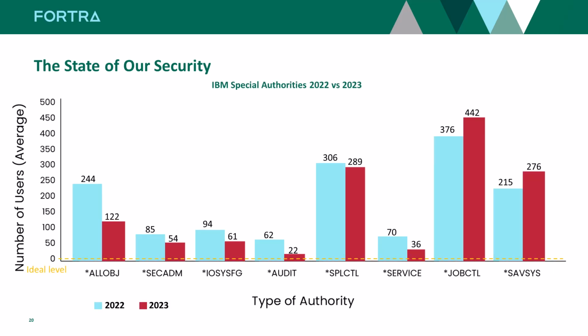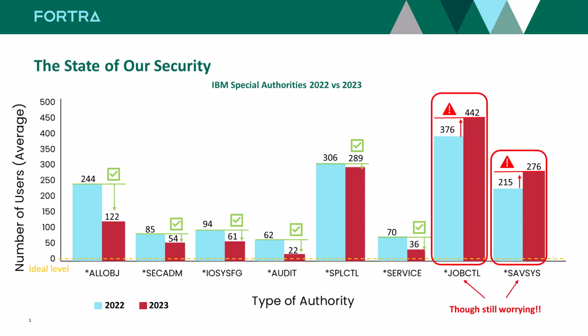So when we start looking at these numbers year over year, our target is to have as close to 0 user profiles having a special authority granted as possible. And you can see we're nowhere close to that target. But there has been improvement. So like I said, we see improvement across the board, except for Job Control and SaveSys.